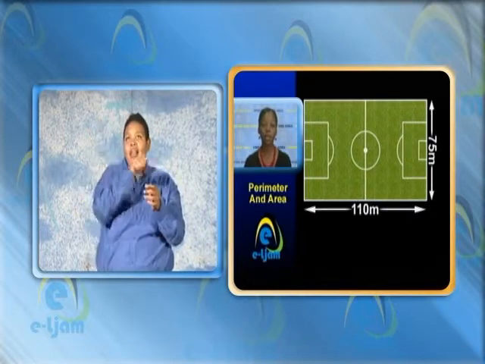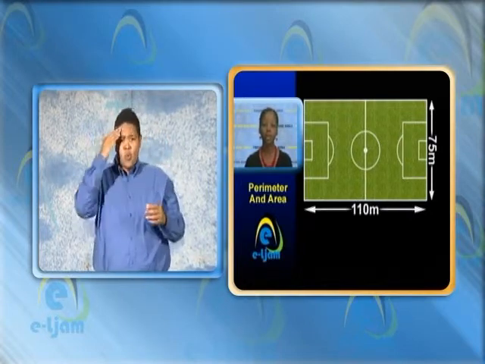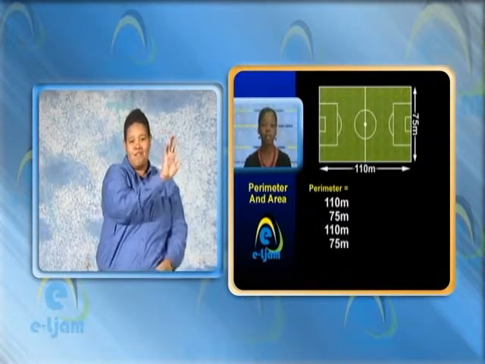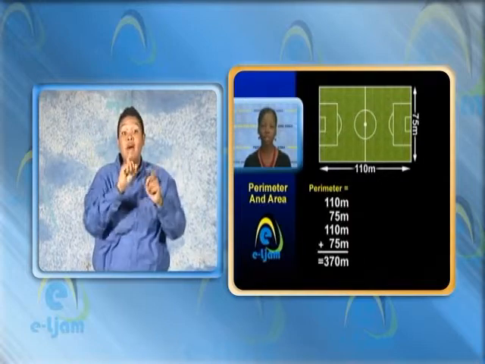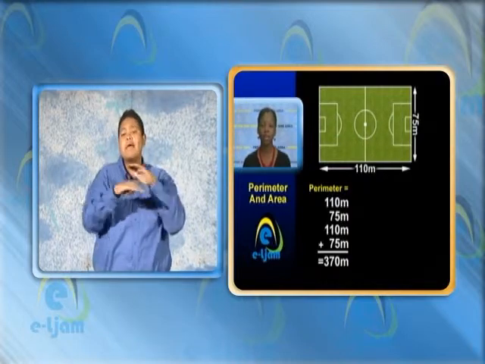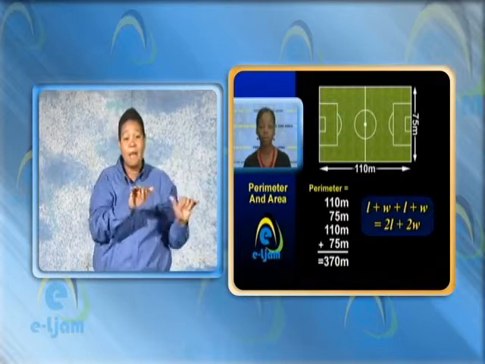Since this is a rectangle, we know that there are two pairs of equal sides. So the perimeter would be found by adding 110 meters plus 75 meters plus 110 meters plus 75 meters, which would give us 370 meters. Since the rectangle has two pairs of equal sides, represented by the length and the width, if we were to derive a formula based on the calculations, the perimeter would be equal to L plus W plus L plus W, which is the same as 2L plus 2W.